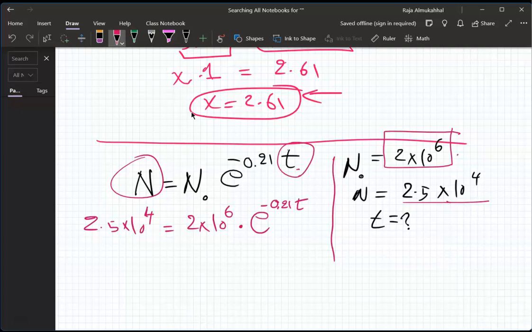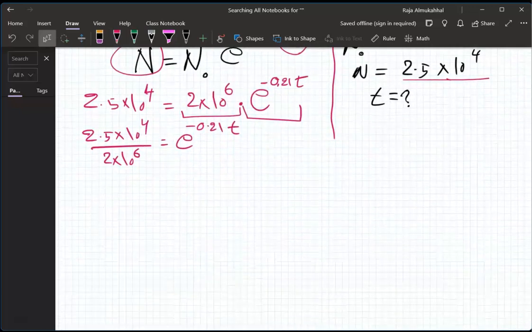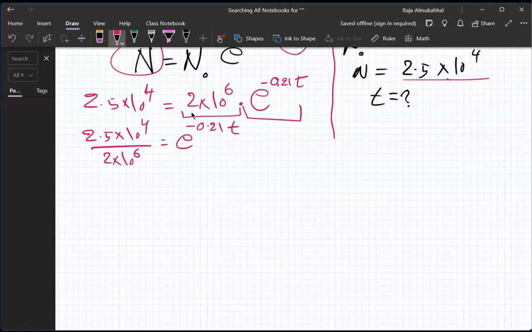You got that? So one way to do it is, first I take this number and move it to the other side. Basically I want to isolate the exponent. I just want to leave it by itself. So I want to move this number over here. So it becomes 2.5 times 10 to the 4th divided by 2 times 10 to the 6th equals e to the minus 0.21 t, like that. And I will get that ratio of 2.5 times 10 to the 4 divided by 2 times 10 to the 6.